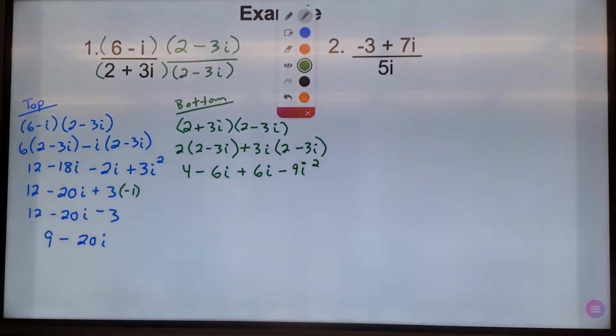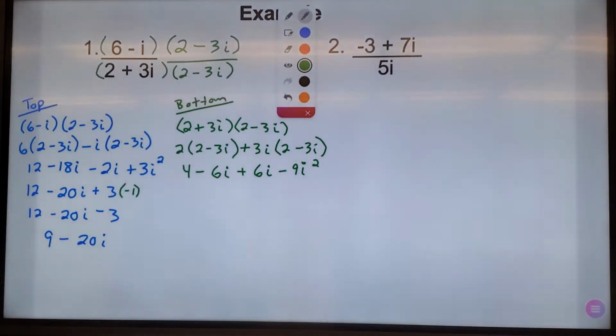Okay, and the reason that we multiply by the conjugate of the denominator is because we are trying to rationalize the denominator. And if you remember previous units, rationalizing the denominator means that you're going to put something in the denominator that is a rational number. Okay, it cannot be a square root. It cannot have an i in it. It has to be a rational number.